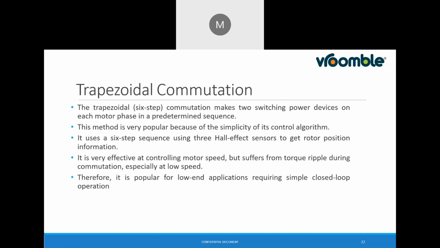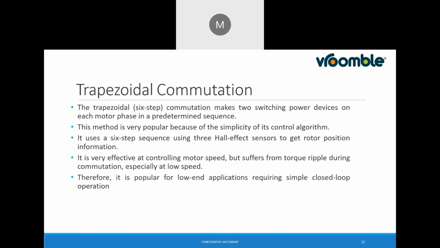Okay, so trapezoidal commutation. This commutation is being done in 6 steps. The method is very popular because of the simplicity of the control algorithm. There will be a 6-step sequence which uses 3 Hall effect sensors to get the rotor position information, and it is an effective control method for the speed control of the motor, but it suffers from torque ripples during the commutation, especially at low speed, and therefore it is popular for low-end applications requiring simple closed loop operation.